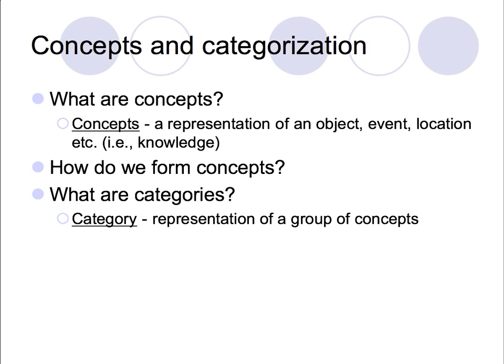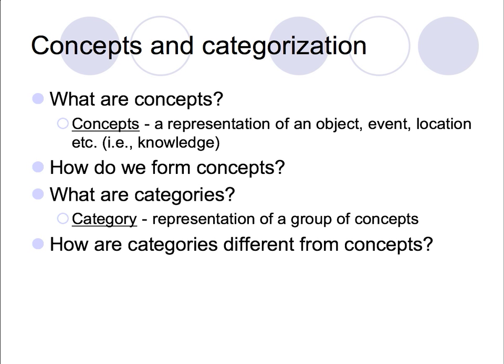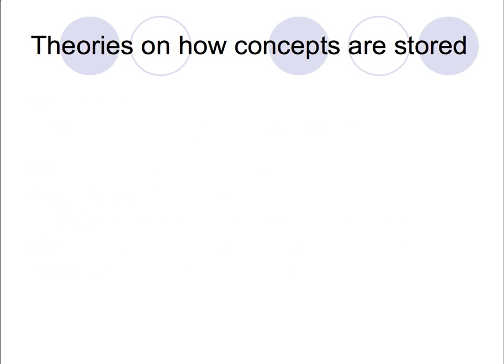Categories are a representation of a group of objects. How are these two different? Why do we even have categories? We'll get into some of those things in the next couple of lectures.